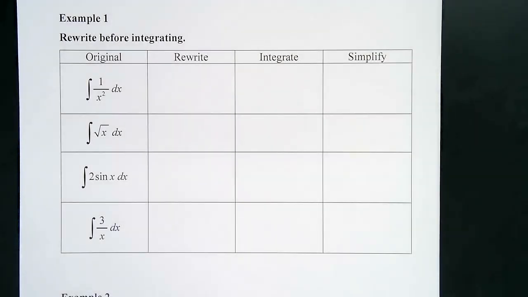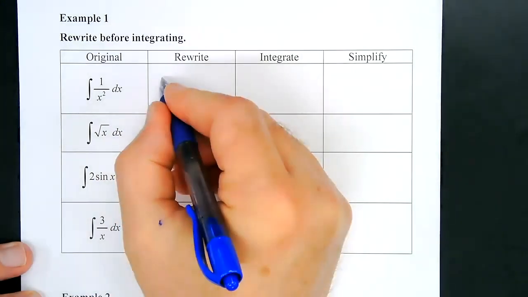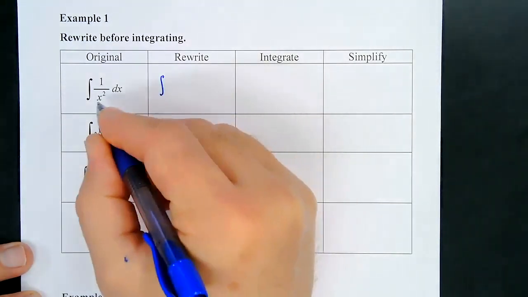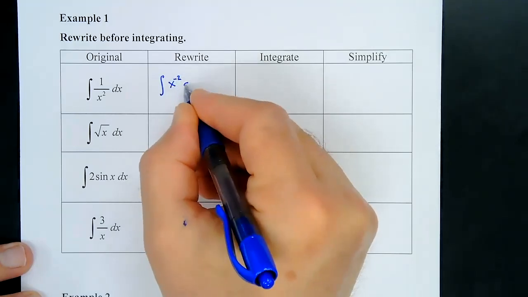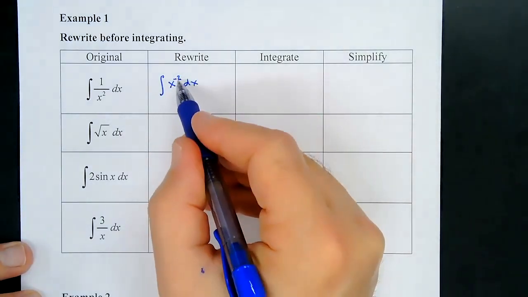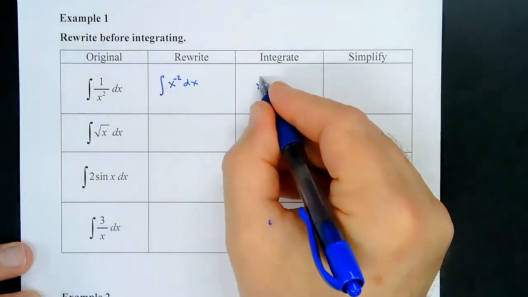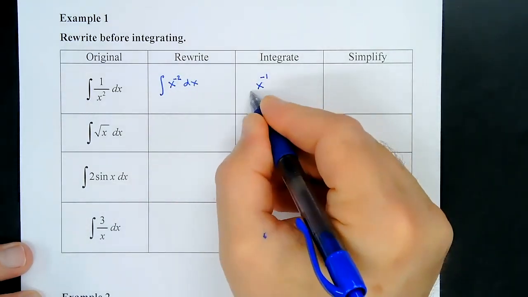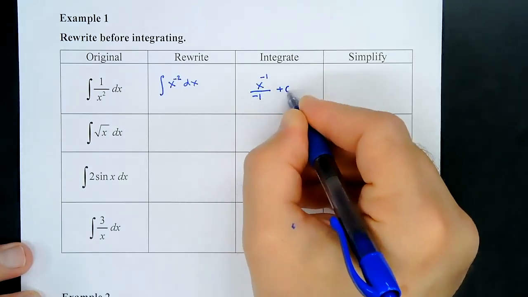Just like with derivatives, a lot of times we're going to need to rewrite the integral before we actually integrate, okay? So 1 over x squared, I would rewrite as the integral of x to the negative 2 dx. And we can apply the power rule now, okay? We add 1 to this power, so if we add 1 to the negative 2, that makes negative 1, and we divide by that new power, so divide by negative 1, and then plus some constant c.